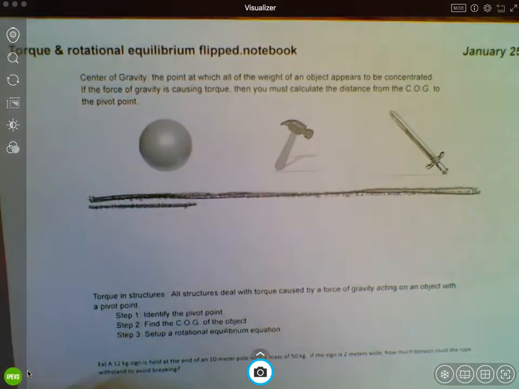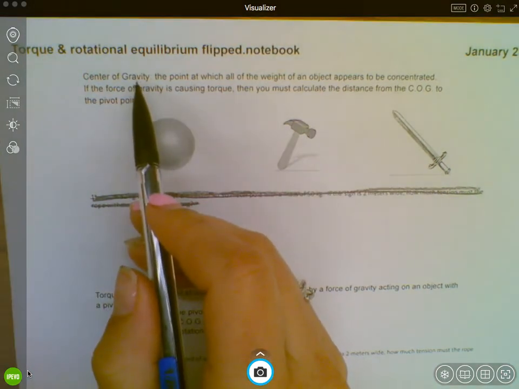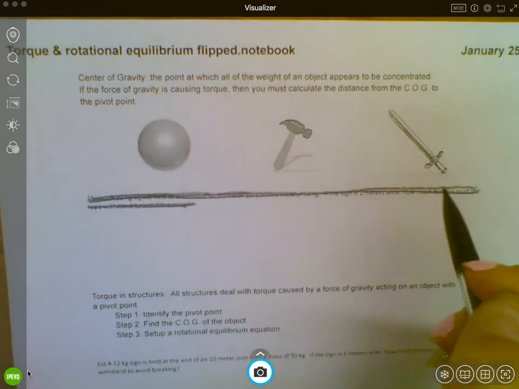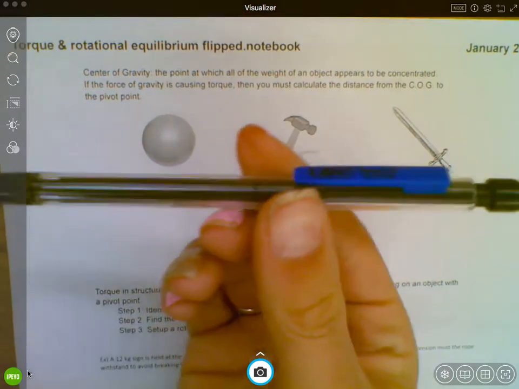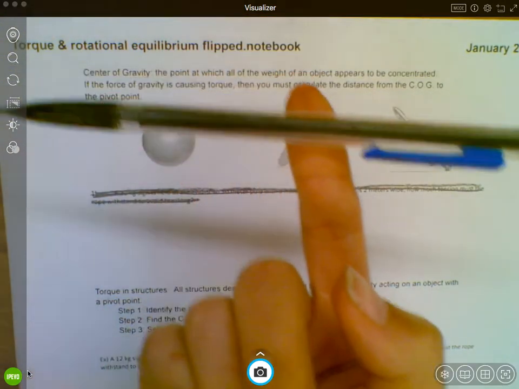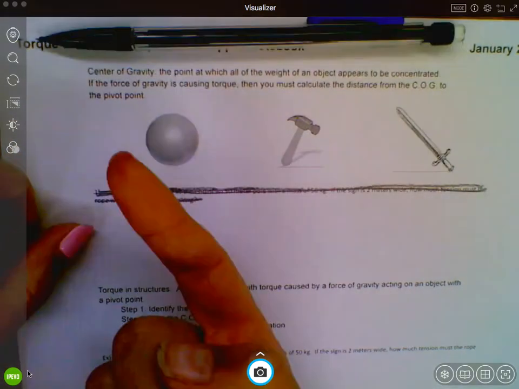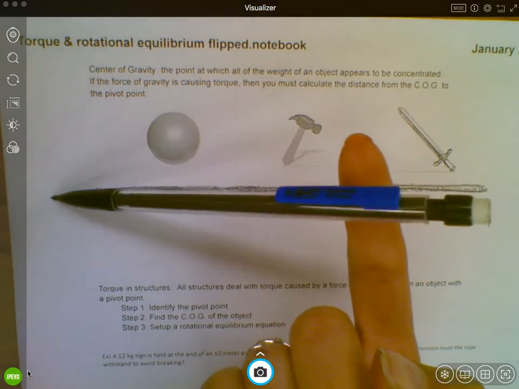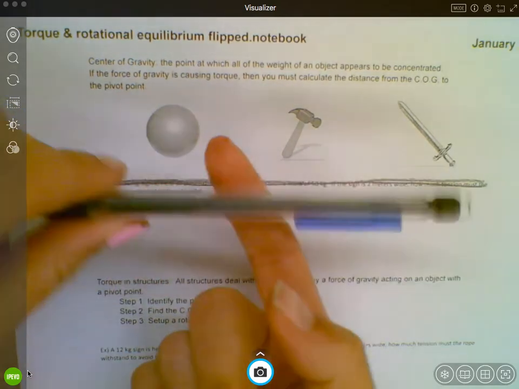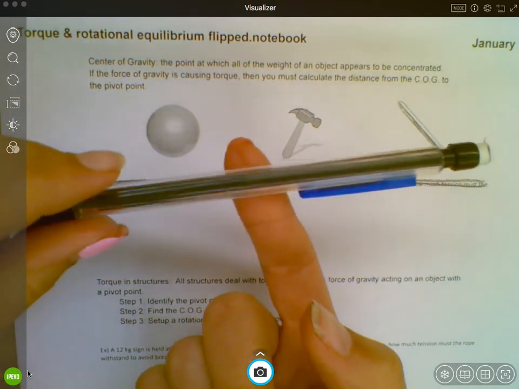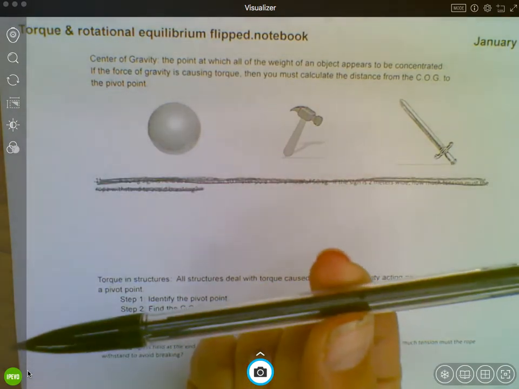Something we need to talk about before we continue with torque is that center of gravity plays a role. Every object has a center of gravity, and the center of gravity is the point where if I were to hold it, like with the pencil, that's where it's balanced, right? If I were to put my finger down here, it falls, or over here, it falls. But if I find the center of gravity, then I can get it to balance without falling. Okay, so the center of gravity of this pencil is right about in the middle.